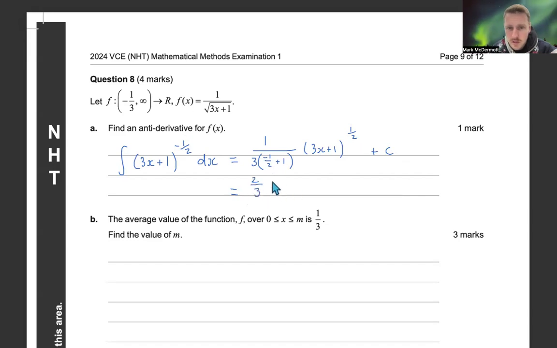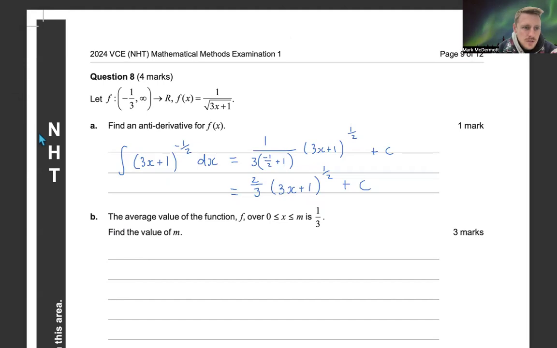Pause the video, have a think about why that's the case. 3x plus 1 to the 1/2. Don't forget the plus c. People will lose marks if they don't have the plus c, I think. Find an antiderivative. Anyway, put the plus c to be safe. Okay, let's do the next one.